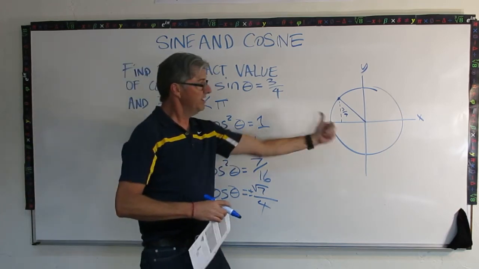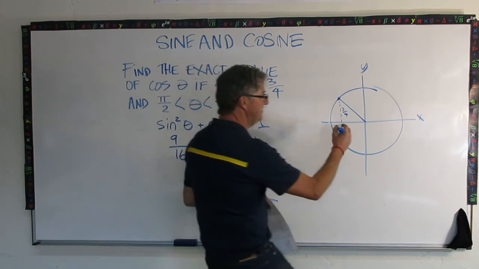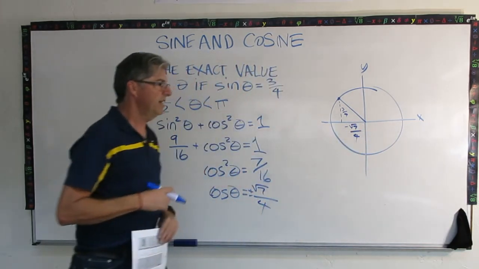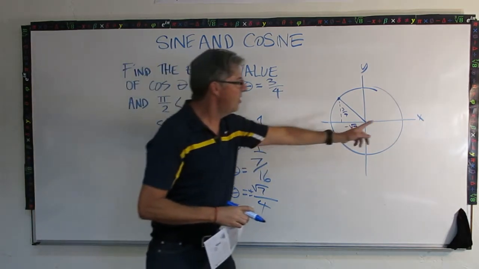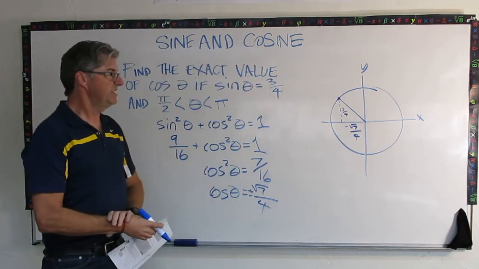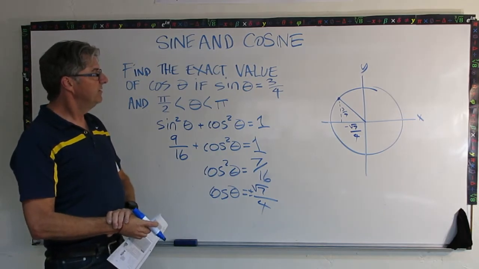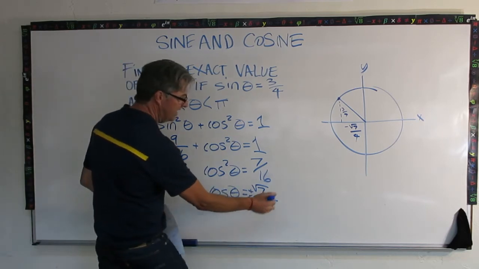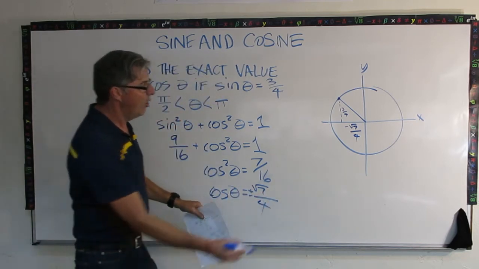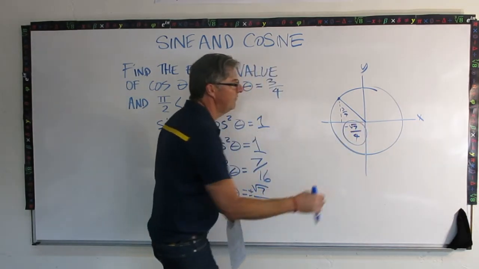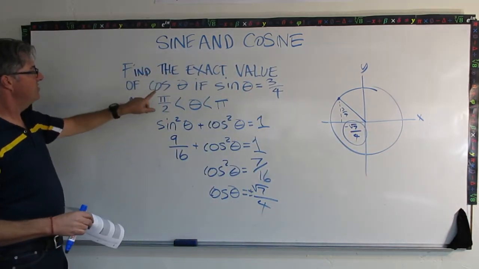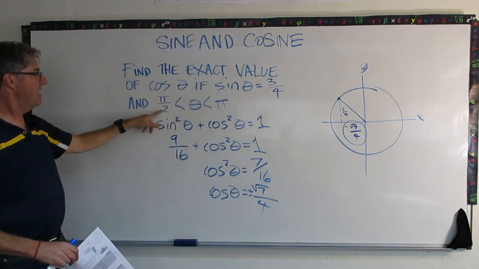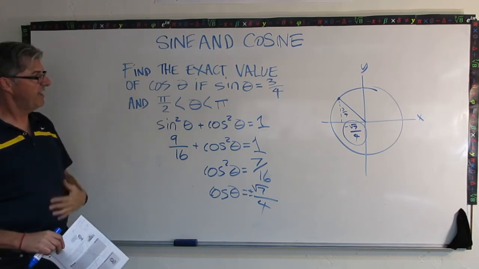Now, we know we're in the second quadrant, so this has to be minus root 7 over 4. The plus root 7 over 4 would come over here, but we're not interested in that one. So we have our answer. We can scratch out the plus for cosine theta, so it can only be negative root 7 over 4. So find the exact value of cosine theta if sine theta is 3/4 and theta is between pi over 2 and pi radians. We did that.